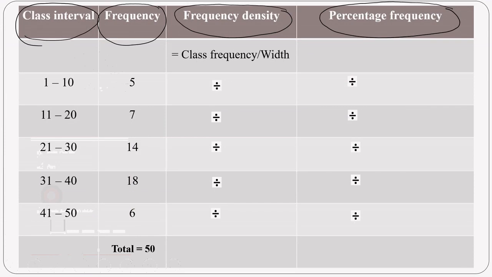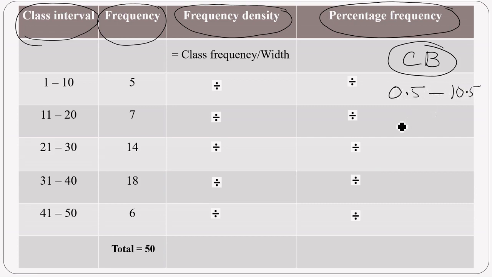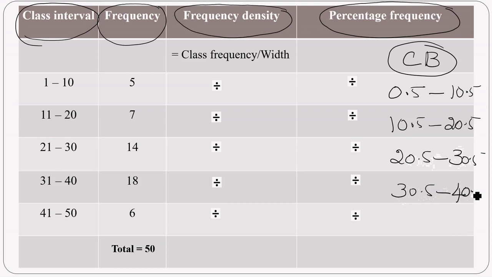So let me calculate the class boundary here, for example. I'm making the class boundary here. So lower limit will be 0.5. 1 minus 0.5, 0.5. 10 plus 0.5, it will be 10.5. Same way, if you do for the next one, 11 minus 0.5 will be 10.5 and 20.5 if you add. Same way, 20.5 and 30.5. Then 30.5, it will be 40.5.